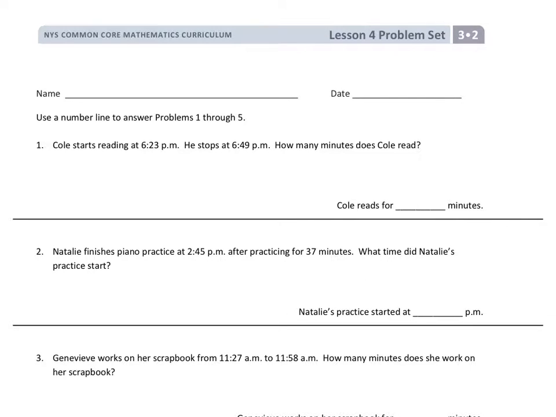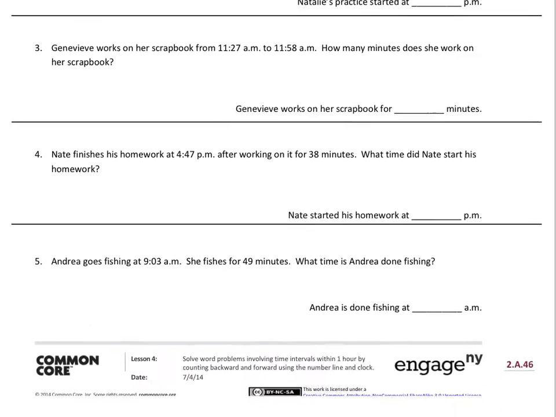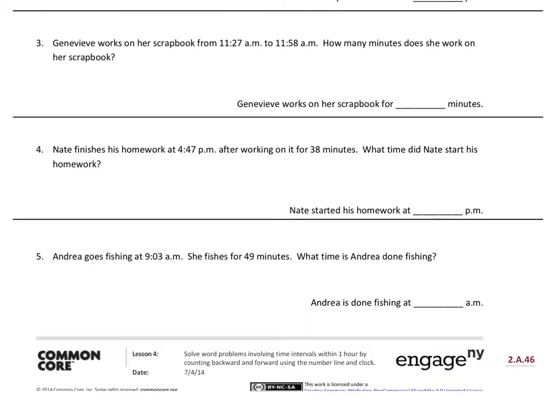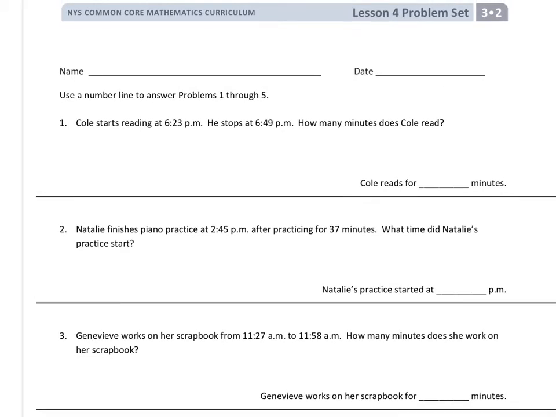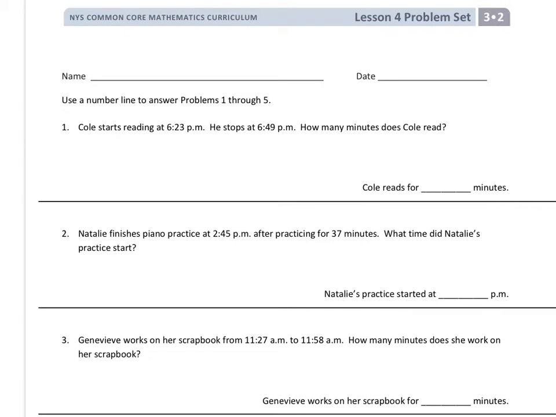Today we're going to work on Lesson 4 problem set, and it covers solving word problems involving time intervals within 1 hour by counting backward and forward using the number line and clock. So kind of the same thing that we've been working on with our number line, except we're going to be doing some word problems with it.